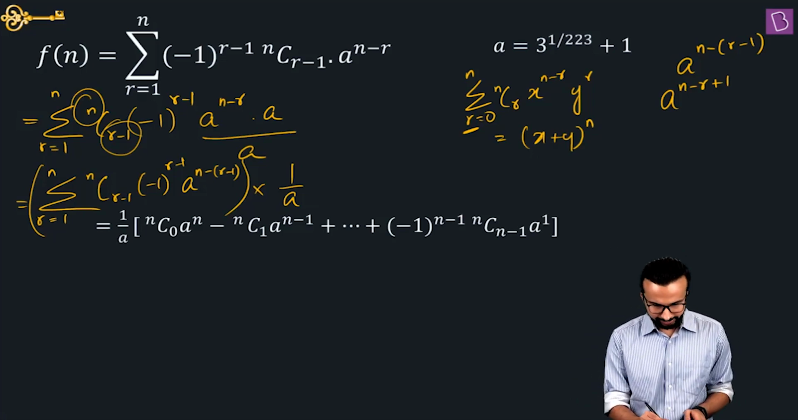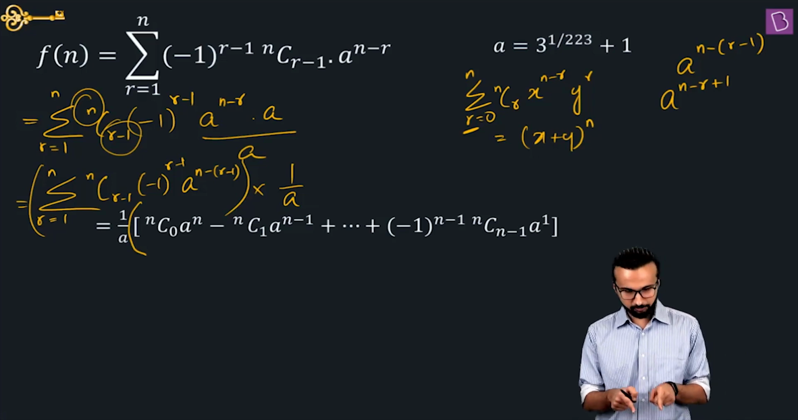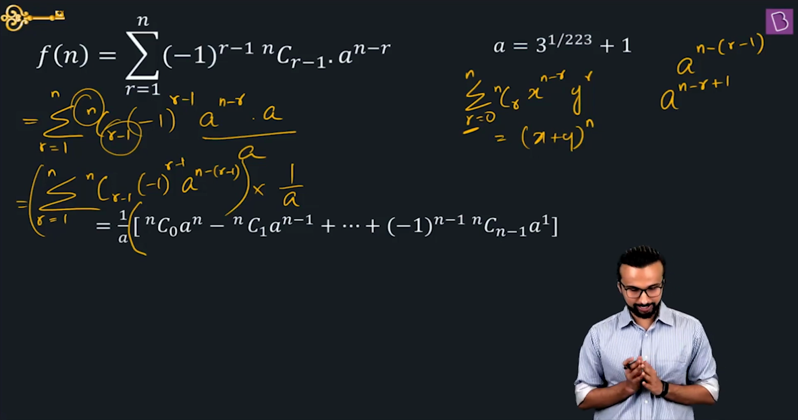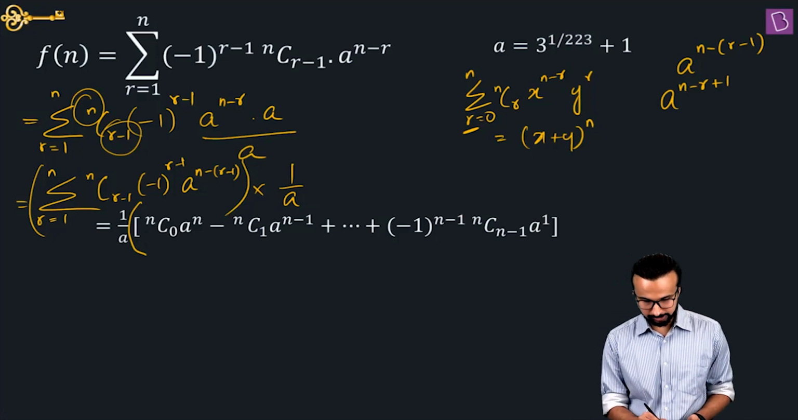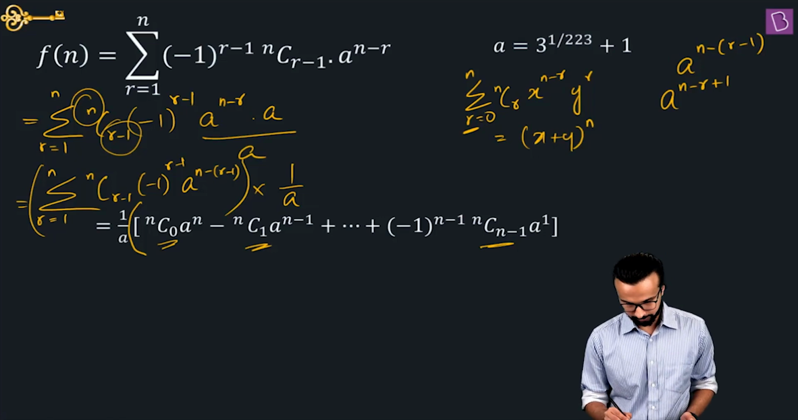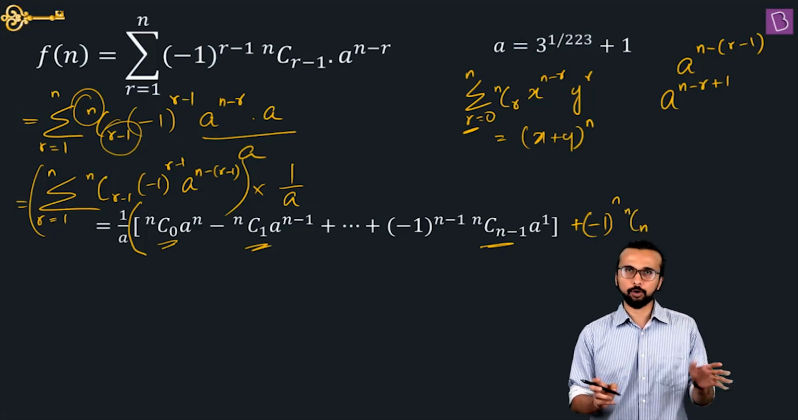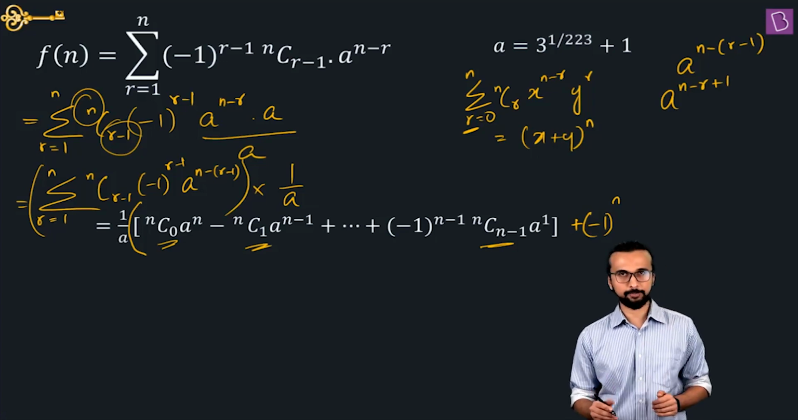So, in this expansion, I want you to note that there's one term missing. If that term was there, then I could have written this as minus 1 plus a raised to n. Alright, so for that, what is the term that's missing? nC0 is there, nC1 is there, nCn term is missing. Okay, so I'll put that nCn term there. So that'll be plus minus 1 power n nCn. And you know already that nCn is 1.